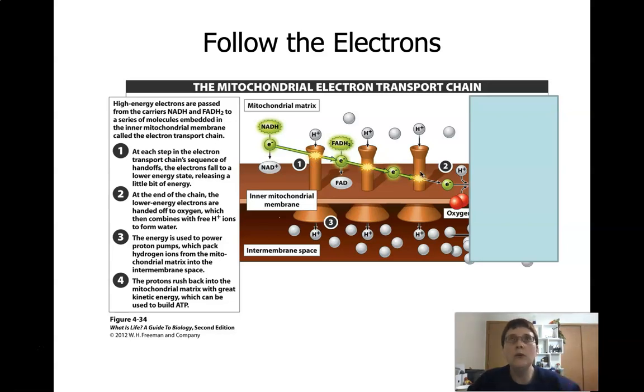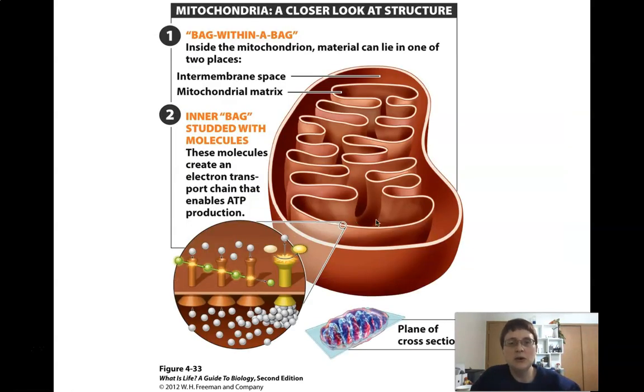So what do we mean by a proton pump? Well, protons are just hydrogen ions, H+. And so the proton pumps are going to push hydrogen ions from the inside of the mitochondria to the space between the membranes. So I'm just going to show you real quick. The hydrogen ions are here. They're going to push them from here to here. Okay?